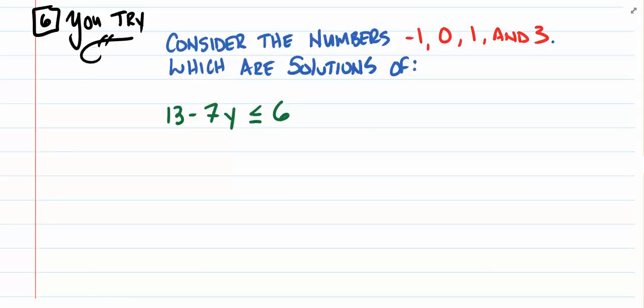Box number 6 is a U-try. Consider the following numbers: negative 1, 0, 1, and 3. Which of them are solutions of the inequality 13 minus 7y is less than or equal to 6?